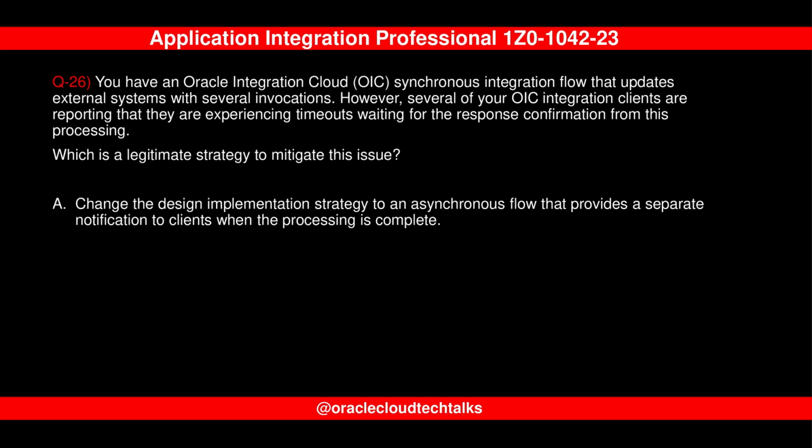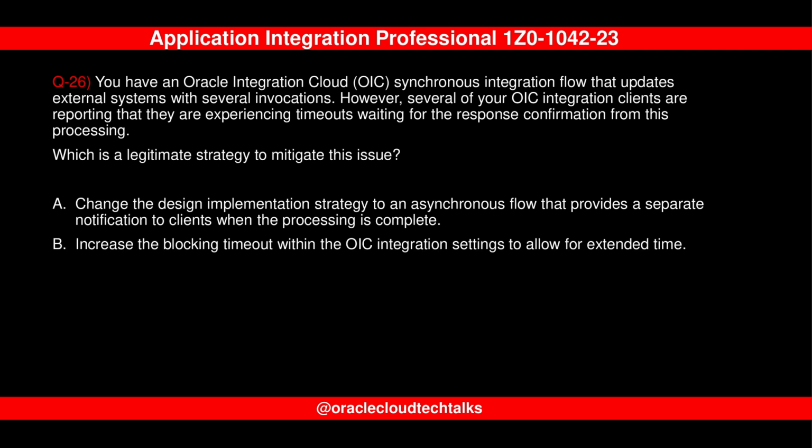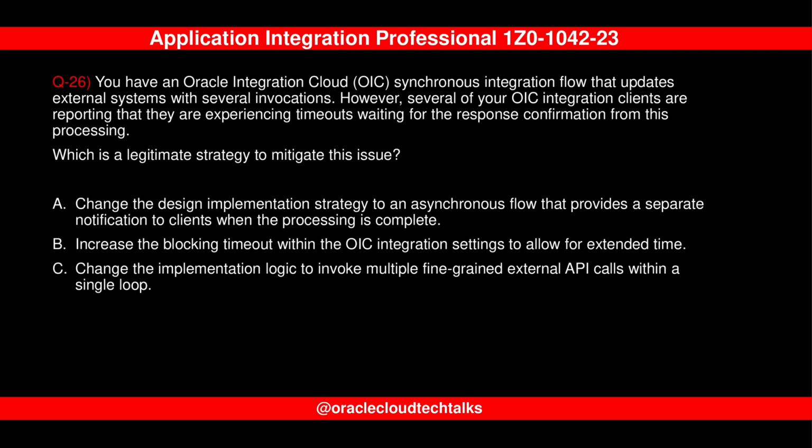A. Change the design implementation strategy to an asynchronous flow that provides a separate notification to clients when the processing is complete. B. Increase the blocking timeout within the OIC integration settings to allow for extended time. C. Change the implementation logic to invoke multiple fine-grained external API calls within a single loop. Answer is C.